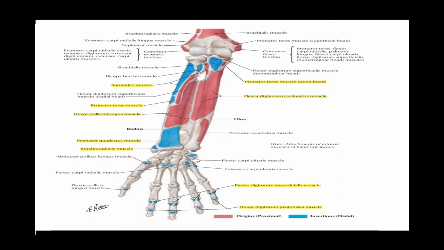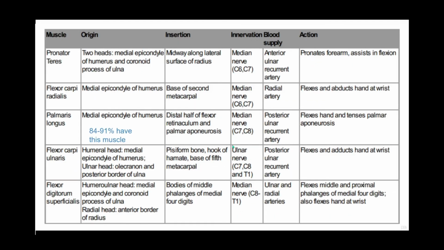So you can say it inserts into the base of the middle phalanges of the second, third, fourth, and fifth digits, and it contributes in flexing the digits and also the wrist. So it flexes the middle and proximal phalanges of the middle four digits, and also flexes the hand at the wrist. The flexor digitorum superficialis is innervated by the median nerve.